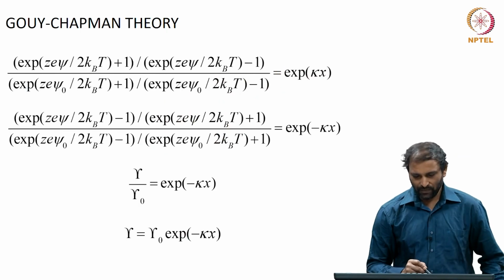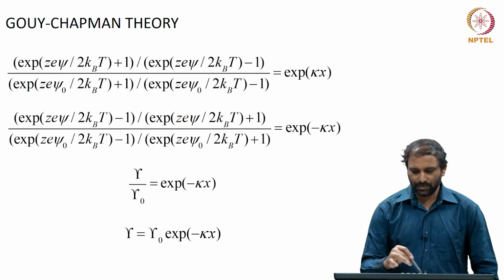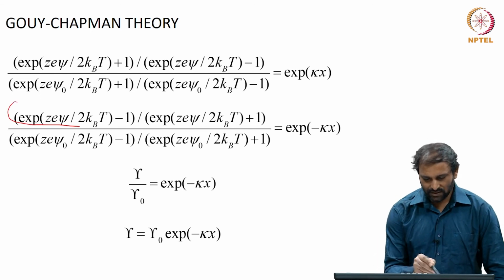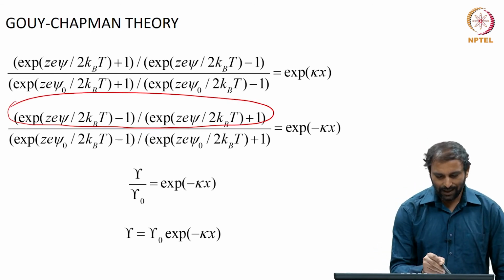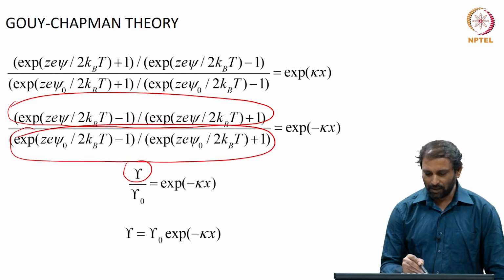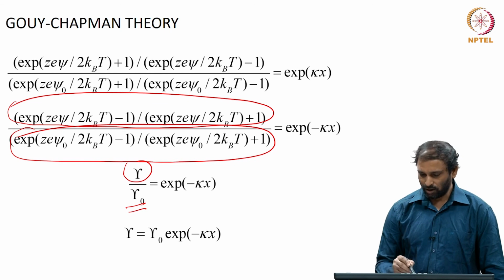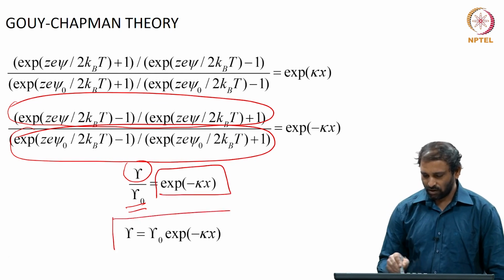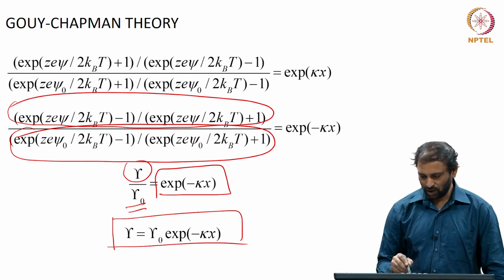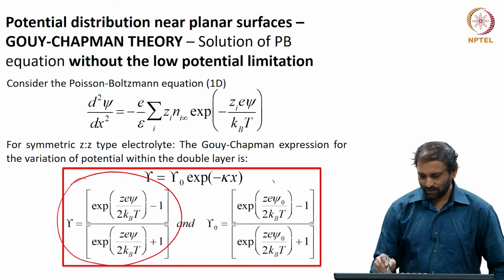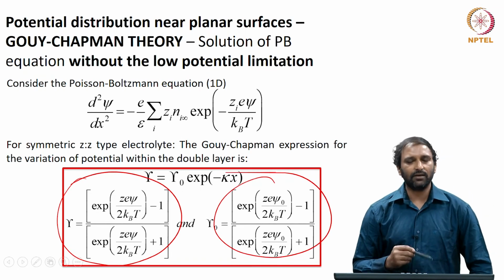Okay. So, again some simple rearrangements. I can put together all the psi terms together and all the psi naught terms together. Therefore, gamma divided by gamma naught is exponent of minus kappa x. Therefore, gamma is equal to gamma naught exponent minus kappa x, where gamma and gamma naught are given by these expressions.